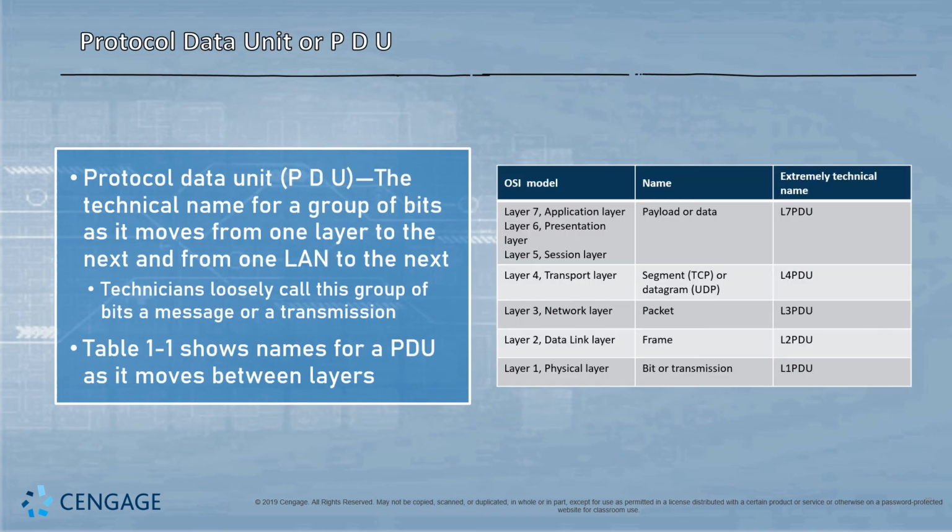So here's our layout of the different PDUs, protocol data units, and we can see either just the standard model layer, the name that belongs to it, and then the extremely technical name if you want to get really hard up on it. So layer 7 PDU, which is preserved all the way through layers 5, 4, 3, 2, and 1.